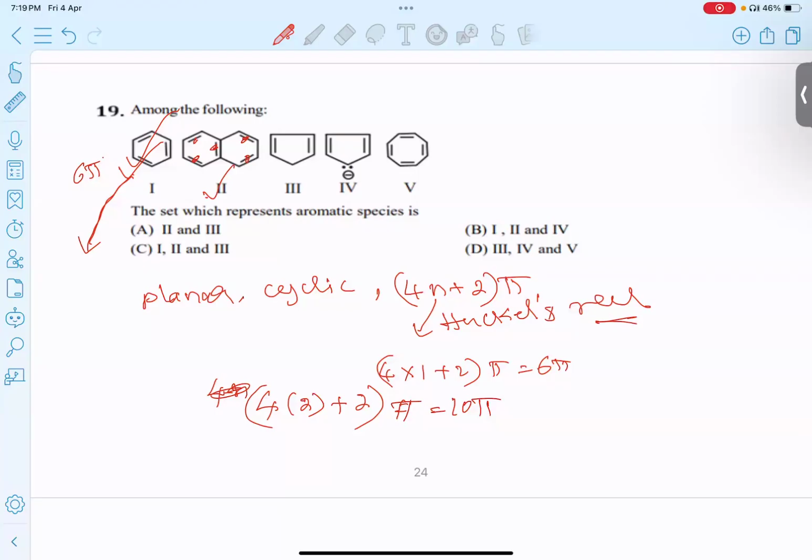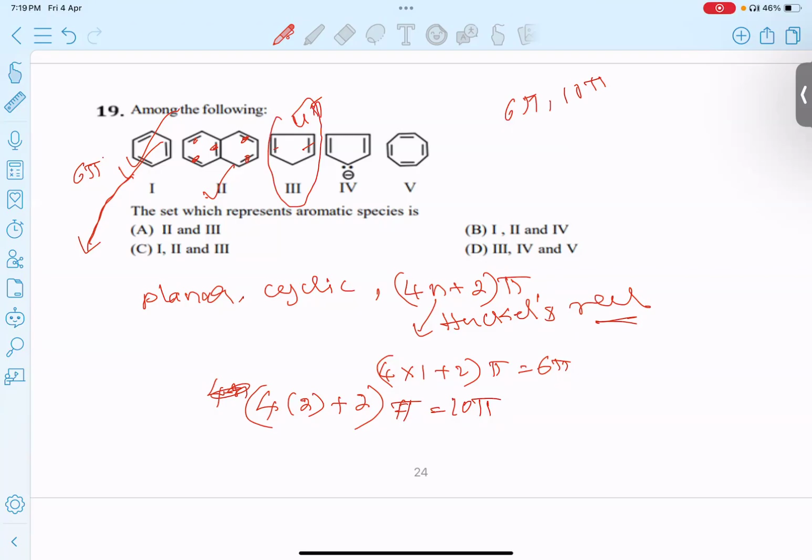Compound 3 is given. Compound 3 is a cyclic, planar structure, but it does not obey the 4n plus 2 rule. It contains only 4 pi electrons: 2, 4. According to Huckel rule, a cyclic compound with 1 ring contains 6 pi electrons, 10 pi electrons, like this. So structure 3 does not obey the 4n plus 2 rule.